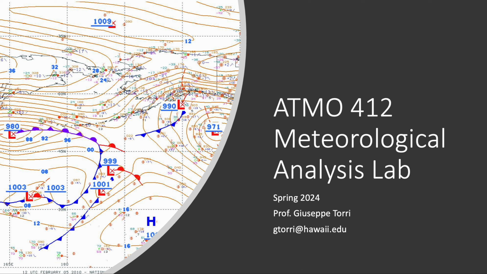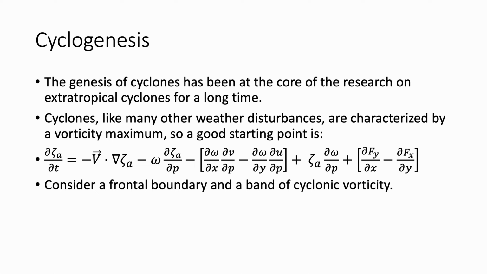Today we will continue talking about extratropical cyclones, and after having discussed some of the early research that went into them and how that was naturally interlinked with the birth of modern meteorology, today we want to get a little bit into the nitty-gritty and the physics of these systems, and particularly we're interested in learning how these systems are born, okay? And this process is known as cyclogenesis.